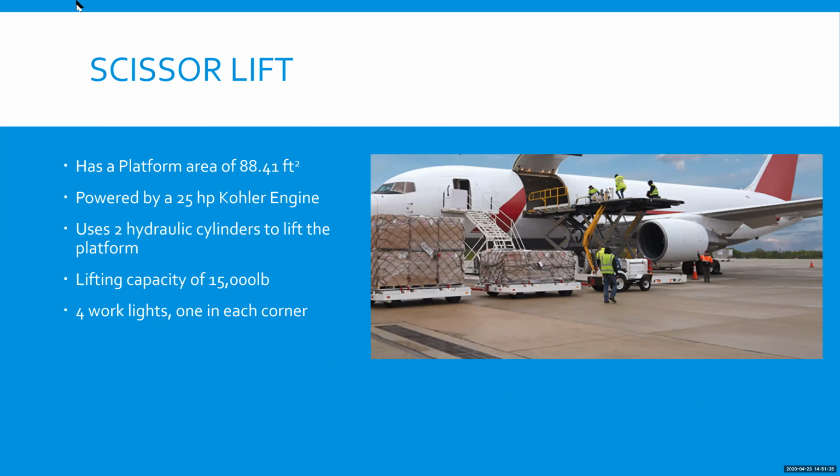So the item we will be focusing on from them is their scissor lift. It has a platform area of 88.41 square feet. It's powered by a 24 horsepower Kohler engine that powers 2 hydraulic cylinders to lift the platform up and down to the aircraft cargo doors to load with supplies. It can lift approximately 15,000 pounds, and it has 4 work lights in each corner to be able to operate any time of day.